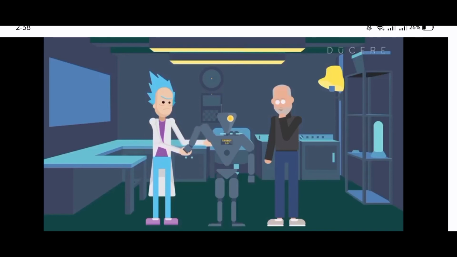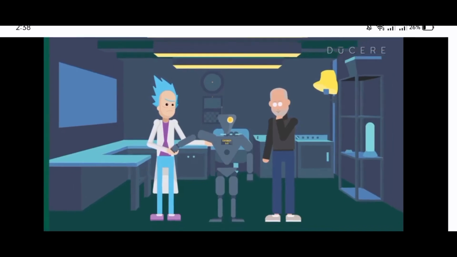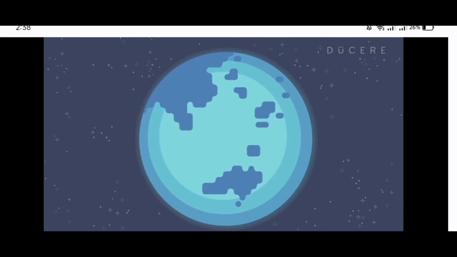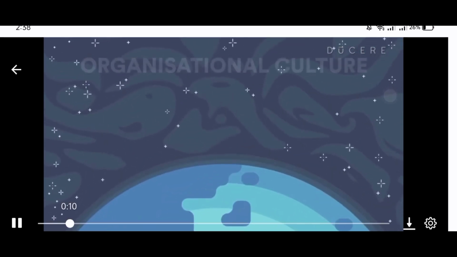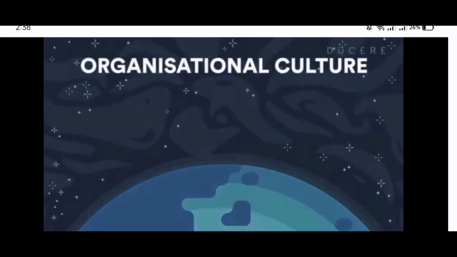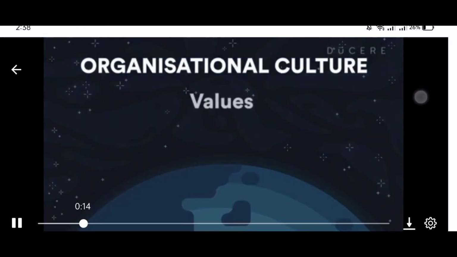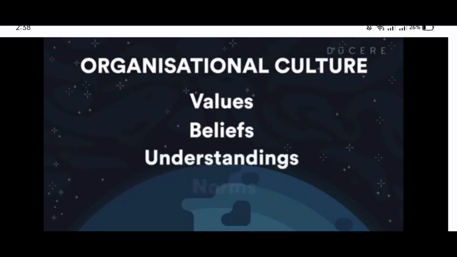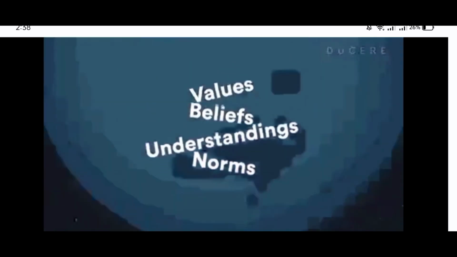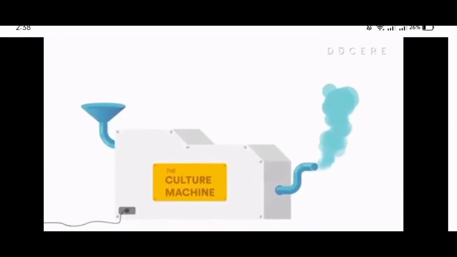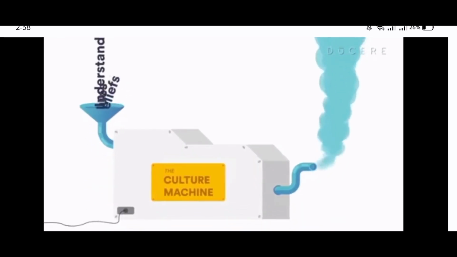Regardless of whether your business is two friends in a garage or a global corporation, your business will have a particular vibe. This is often referred to as organizational culture and can be defined as a set of key values, beliefs, understandings, and norms shared by members of an organization. An organizational culture will occur naturally, but it can also be grown and shaped over time.